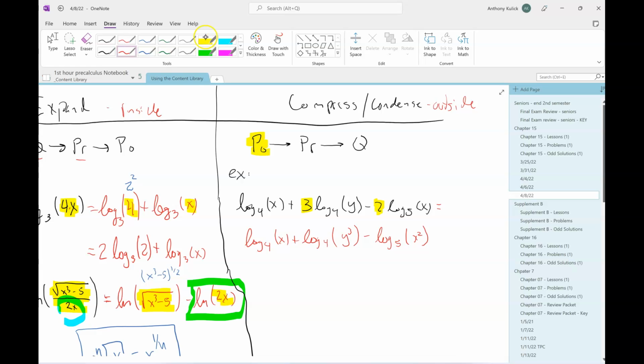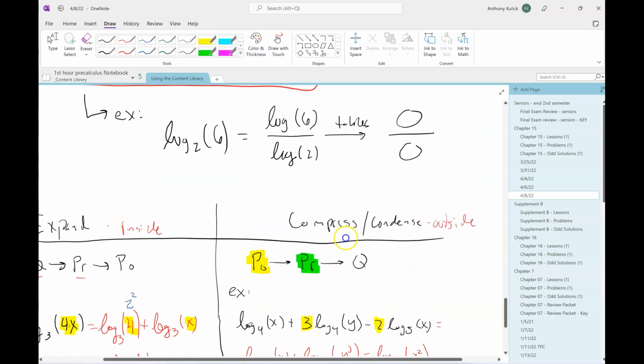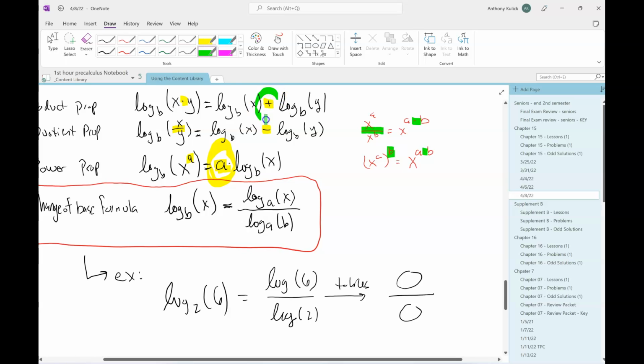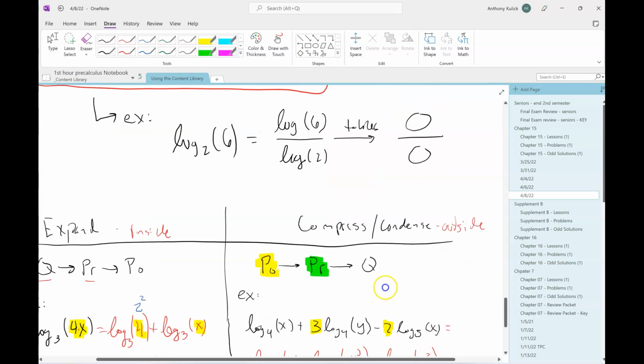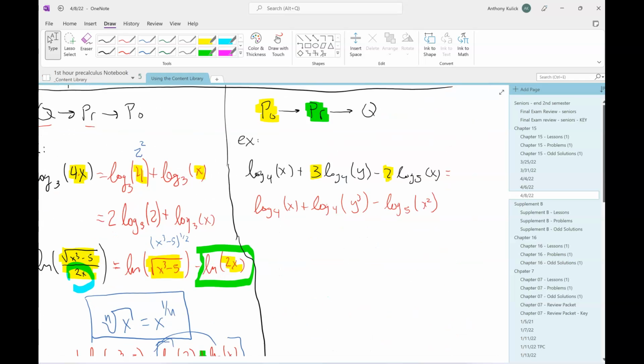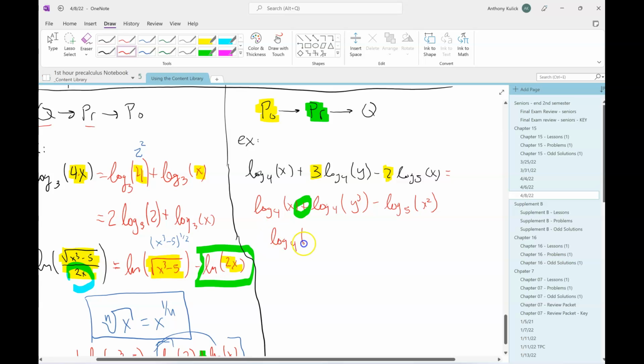Next thing we look for is product property. If I go back to the product property, what I'm looking for on the outside is addition. Do we see any product property going on? Sure, right here. So what do I write? I have log base 4 of xy cubed minus log base 5 of x squared.